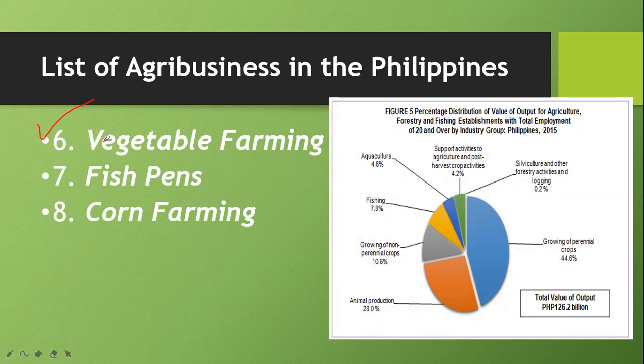Number 7, guys, is fish pens. So, raising your own catfish. So, mao ni siya tong ginabuhat namo sa una sa bukid, nag-raise mi og catfish namo, oyster, prawns. So, bangus or tilapia is also an exciting business.